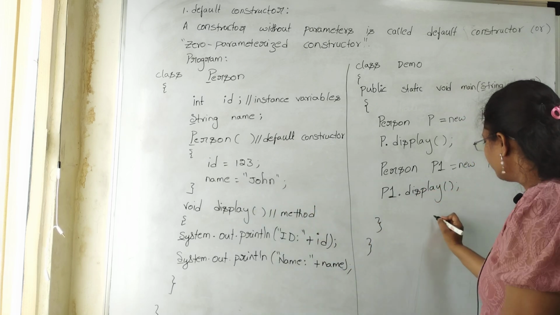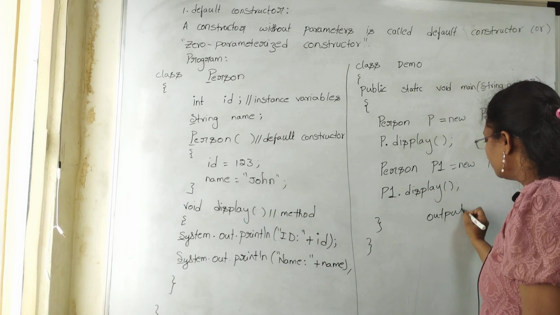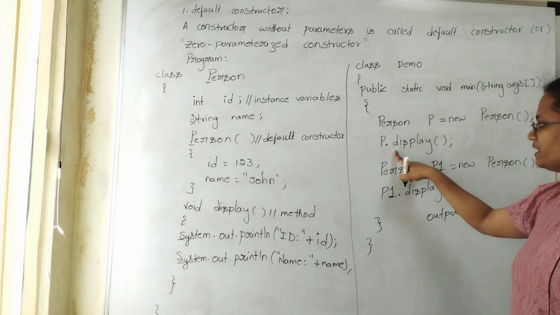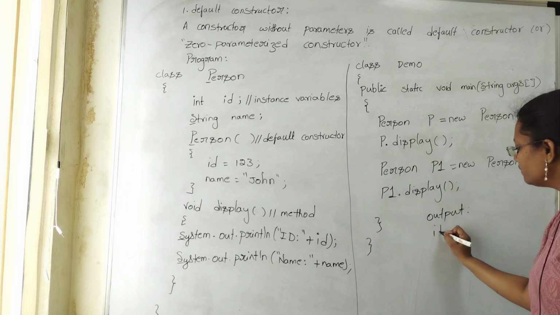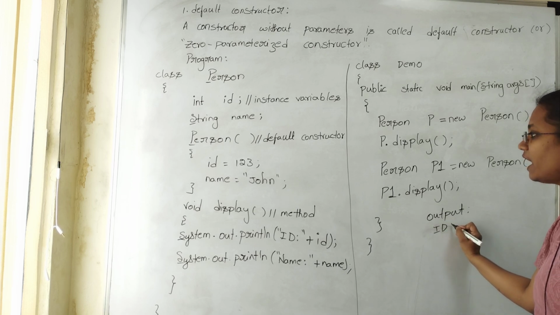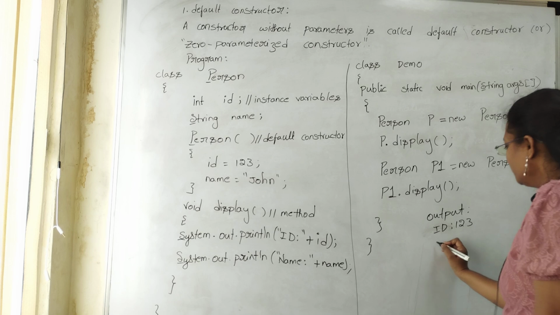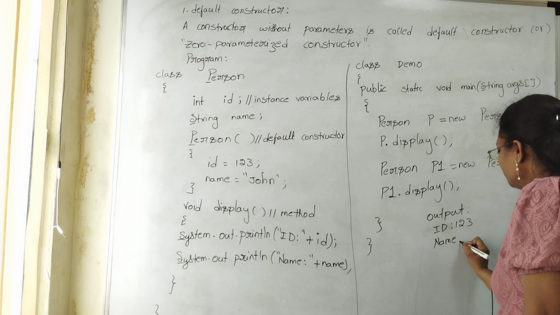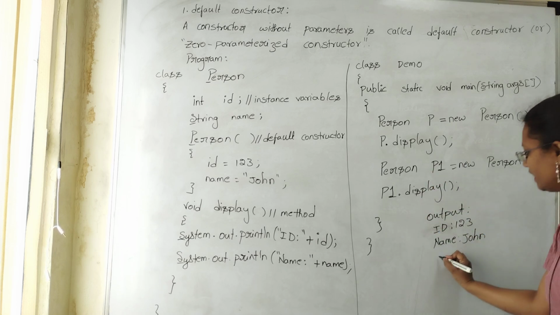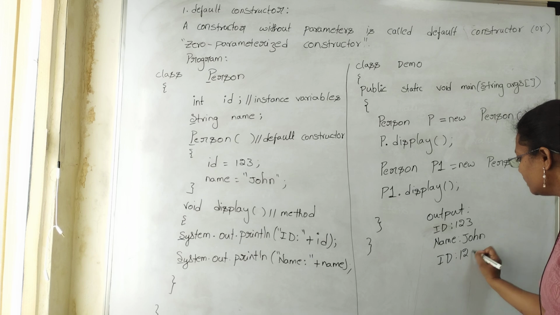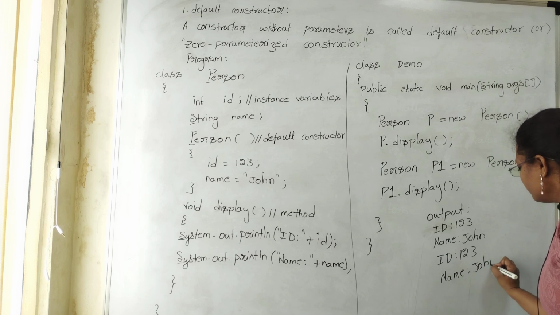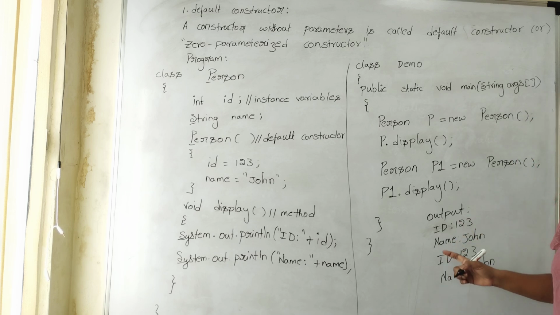So what is the output it is going to print here? When the compiler comes here and you call the P object, it will print ID 1, 2, 3, and in the same way it will print name John. When you call the second object, again it is going to print the same data. So this is nothing but what we call a default constructor.